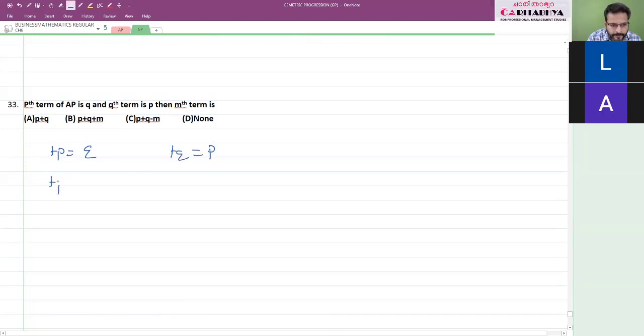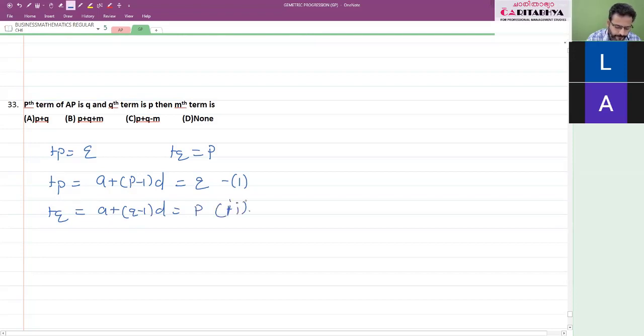So pth term TP. നമുക്ക് AP യുടെ TN ന്റെ ഫോർമുല എന്തായിരുന്നു? A plus N minus 1 into D, അല്ലേ? സോ അതേപോലെ TP എന്തായിരിക്കും? A plus P minus 1 into D is equal to Q. ഇക്വേഷൻ 1 നോക്കുക. അതേപോലെ TQ, A plus Q minus 1 into D is equal to P. അങ്ങനെ ഇക്വേഷൻ 2 എന്ന് കൊടുക്കാം.